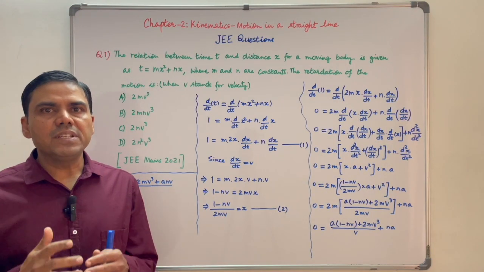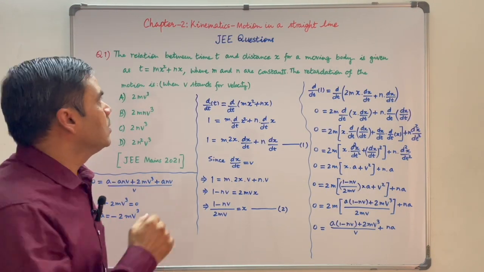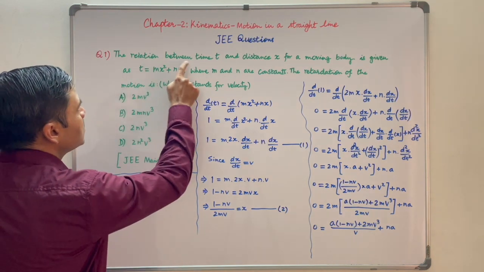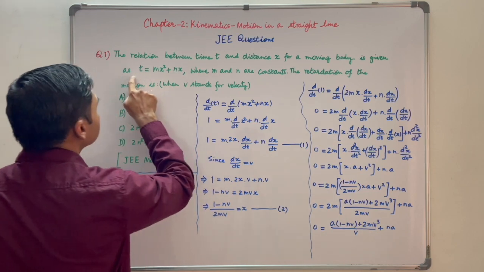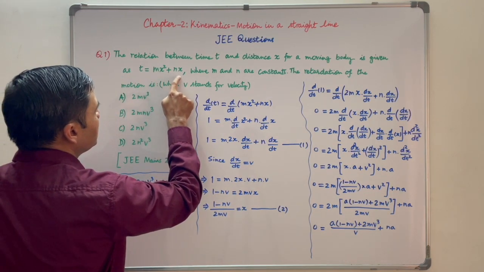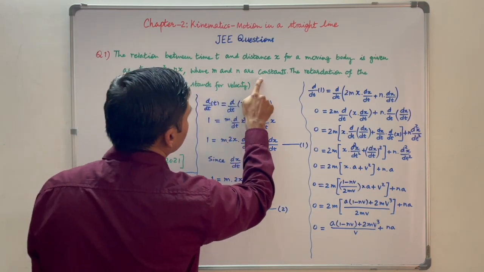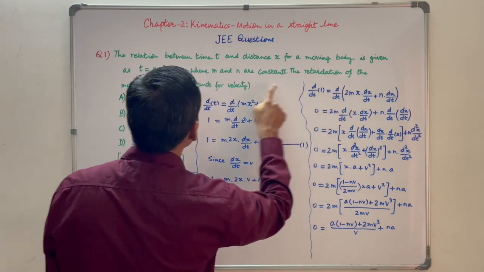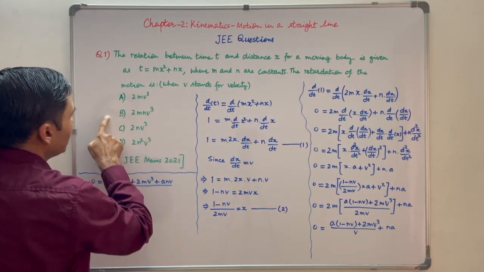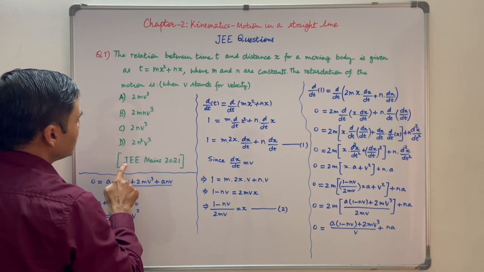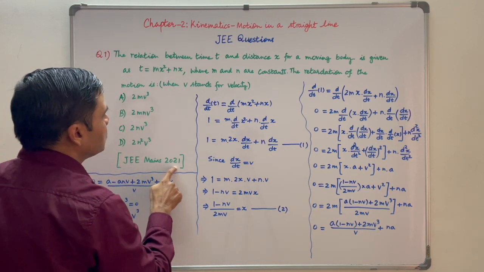Now let us see previous year's JEE questions. First question: the relation between time t and distance x for a moving body is given as t equal to mx square plus nx, where m and n are constants. The retardation of the motion is, when v stands for velocity. These are the options given. This question appeared in JEE Mains 2021.